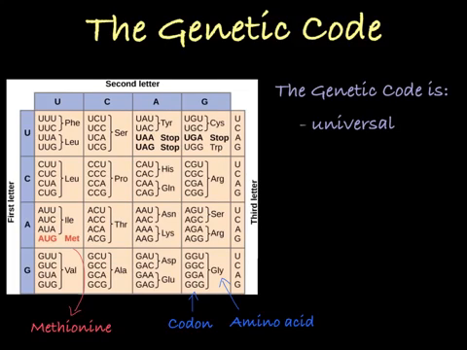So when we look at this chart, we notice a few things. First, the code is redundant. Multiple different codons will code for the same amino acid. Here you can see that the codons UUU and UUC both will code for the amino acid PHE, which is phenylalanine. We also notice that the code is non-ambiguous. Each codon codes for one and only one amino acid. There's no question which amino acid is going to be coded for by a single specific codon in the mRNA.